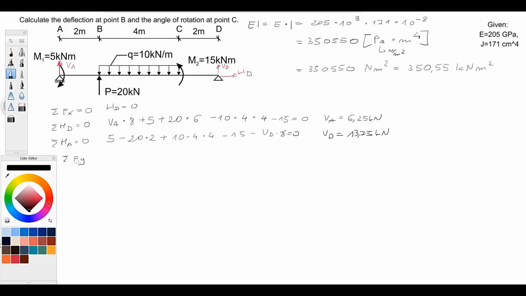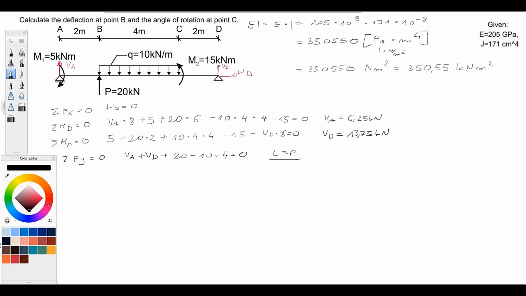Because if we now do the sum of projections on the y-axis, we get VA plus VD plus 20 minus 10 times 4. And indeed we see that when we substitute VA and VD, it gives us here 20 kN, plus 20 gives 40, minus 40 gives 0. So we calculated the reaction correctly. Yes, because it is worth doing this check. You can still make a mistake even in simple math. Okay, since we already calculated the reaction, we move on.